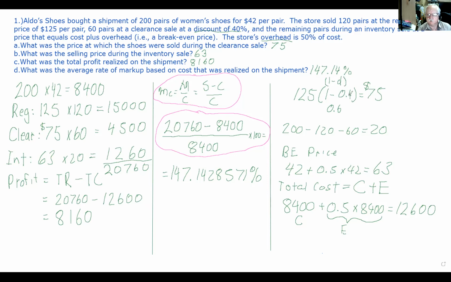This is 40% is 0.4. So 1 minus 0.4 is 0.6. So 125, 60% of 125 is $75. And we bought that over here, and they told us the 60. So we did 75 times 60 equals 4,500. Does that help?